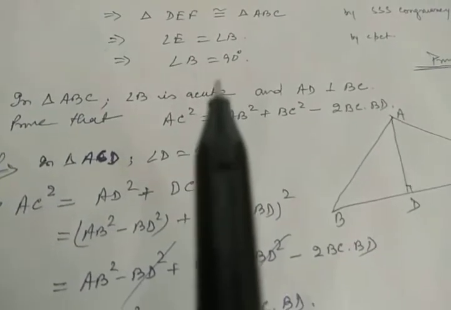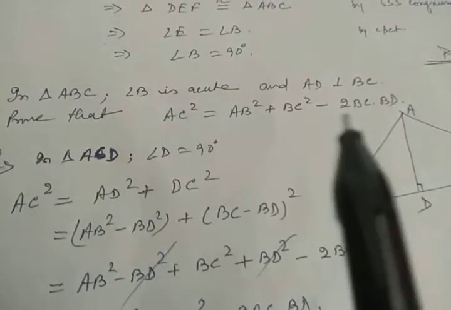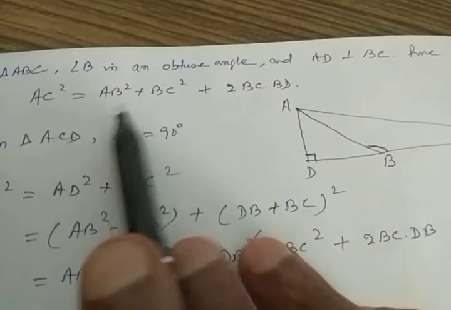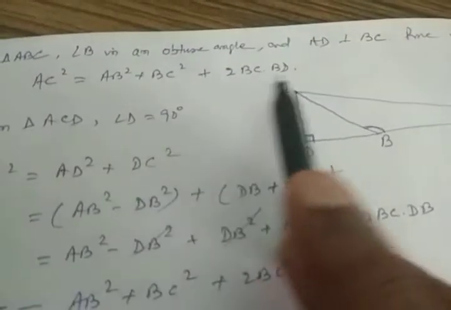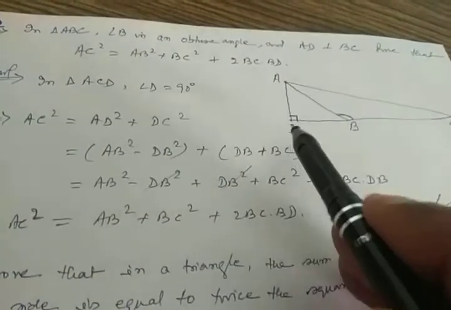Now as it is an acute angle, remember the result also. As it is acute, it will be minus 2BC into BD. In case it is obtuse, then it will be plus. Just see this question. Now it says that in triangle ABC, B is obtuse, AD is perpendicular to BC, and then we have to prove AC square is AB square plus BC square plus 2BC into BD. See here, now B is obtuse, so the perpendicular comes outside.